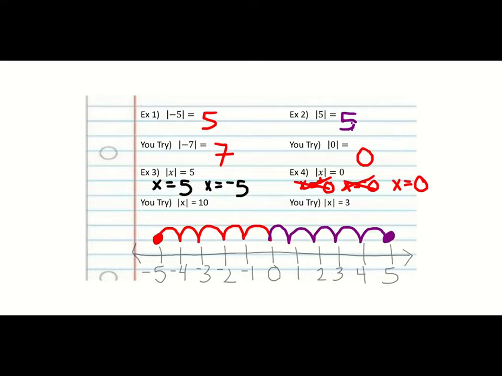So now you try finding when the absolute value of x equals 10 and when the absolute value of x equals 3. So the absolute value of x would equal 10 when x is 10, or when x is negative 10. For the second one, the absolute value of x would be positive 3 when x is 3, or when x is negative 3, because both of those numbers are 3 units away from 0.